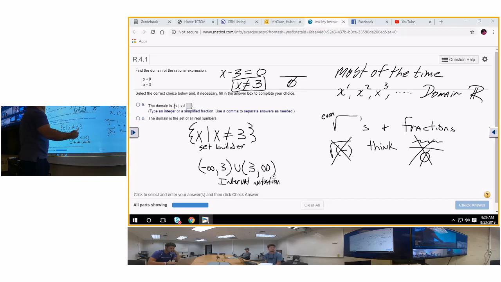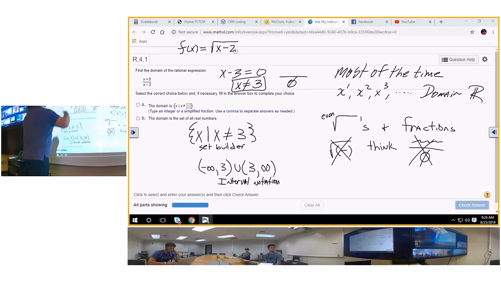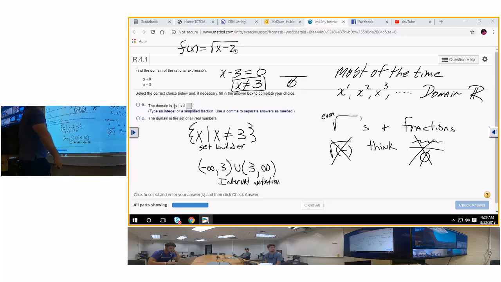What if you had a radical? What if I had this? F of x is equal to the square root of x minus 2. What would I do then? I would set the radicand greater than or equal to 0, because you can't have a negative under the radical. So then you'd have to think a little bit. Okay, x minus 2 is equal to 0. X cannot equal, well, it can equal, I'm sorry, it can equal positive 2.